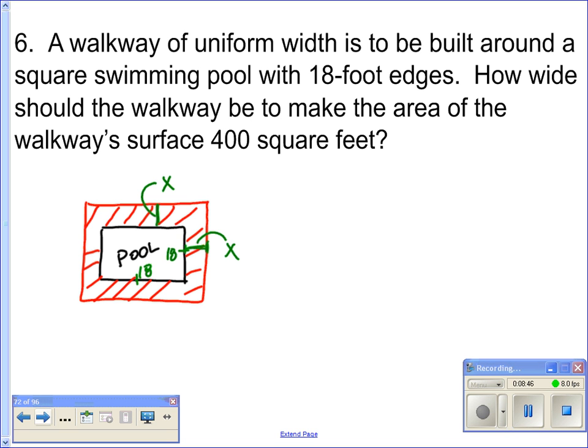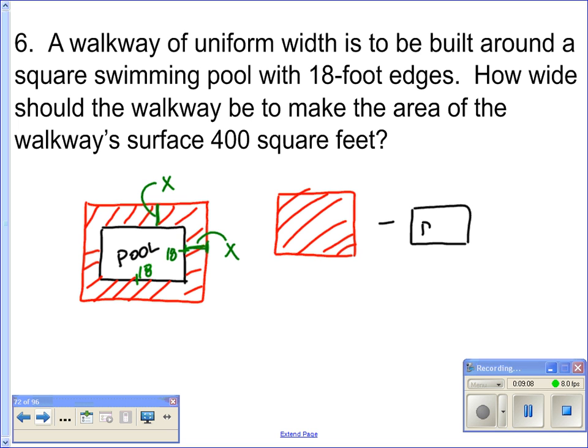Given that information, all we need to do is write an equation for this. One way to think about this is you have this big piece here, but not all of this is going to be the walkway because you have the pool inside there. So what we have to do is subtract out the pool area.